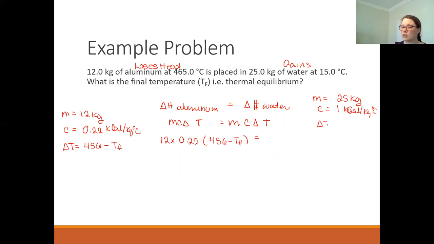And our change in temperature, well, the temperature increases. So the hot temperature is going to be the equilibrium temperature or the final temperature. And the colder temperature that we're subtracting from it is our 15 degrees Celsius. Okay, so let's plug that into our equation down here. 25 times 1 times TF minus 15. So this equation looks really ugly. It should take us back to when we did some algebra.